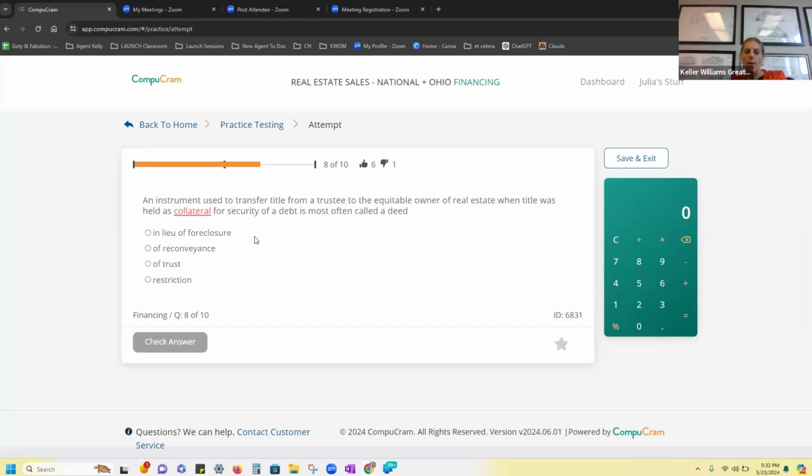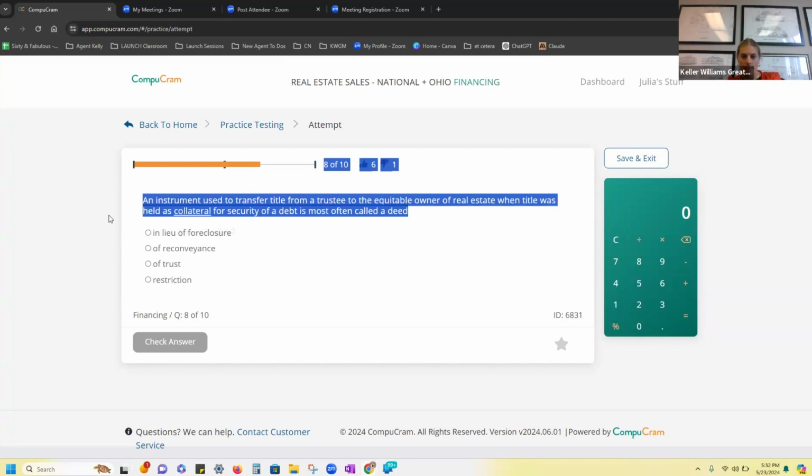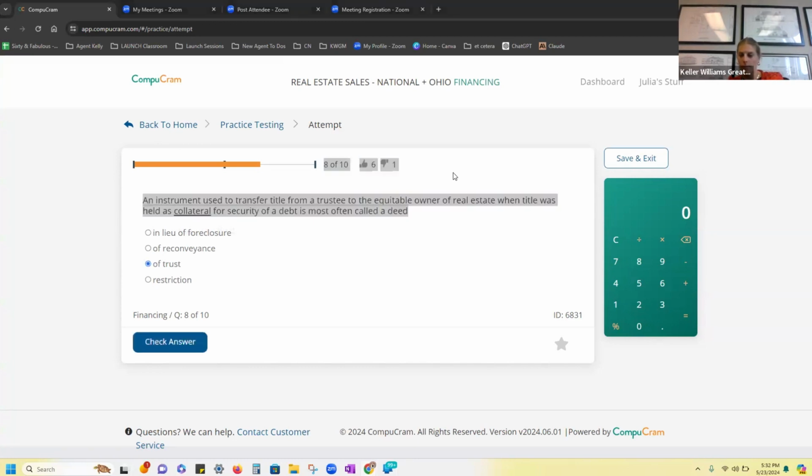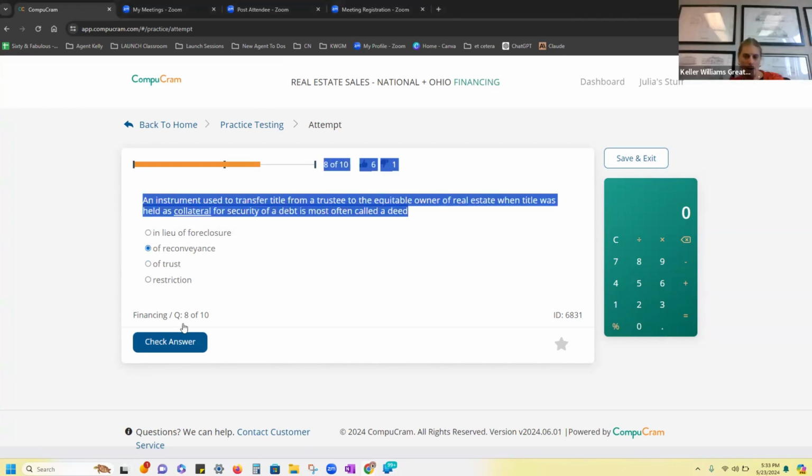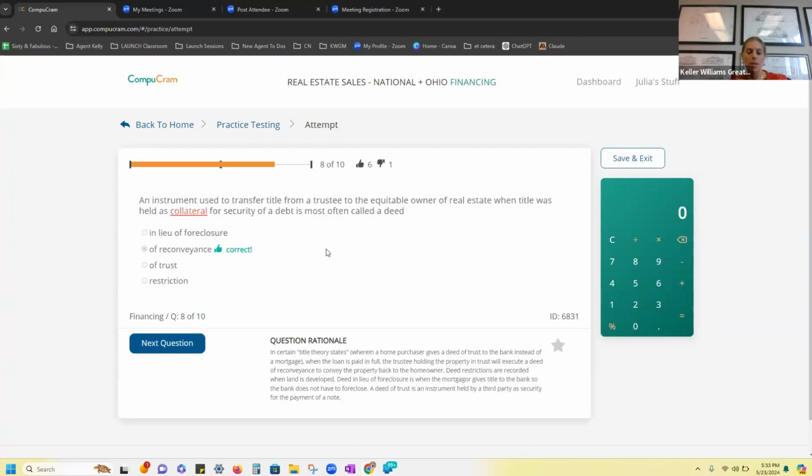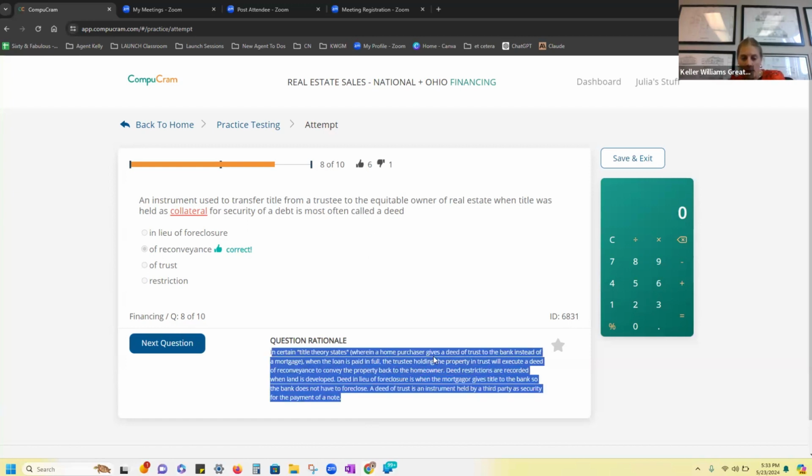Okay. An instrument used to transfer title from a trustee to the equitable owner of real estate when title was held as collateral for security of a debt is most often called a deed. Is this A, in lieu of foreclosure, B, of reconveyance, C, of trust, or D, of restriction? B. Correct, good job. A deed of reconveyance. I did not know that.